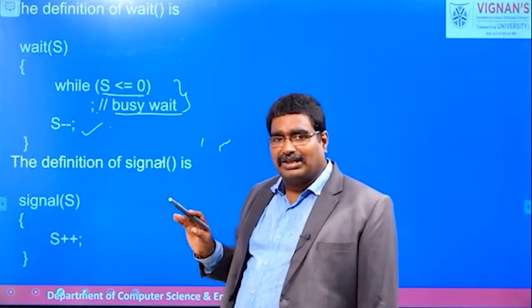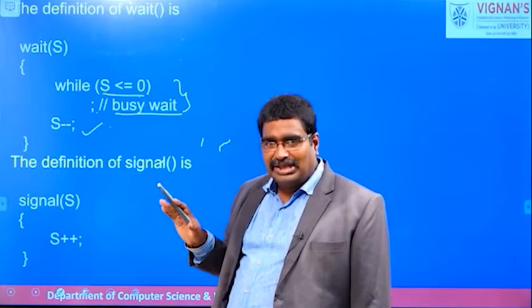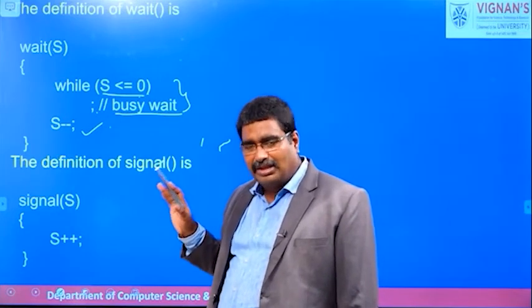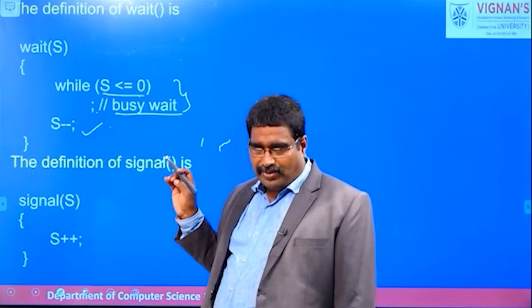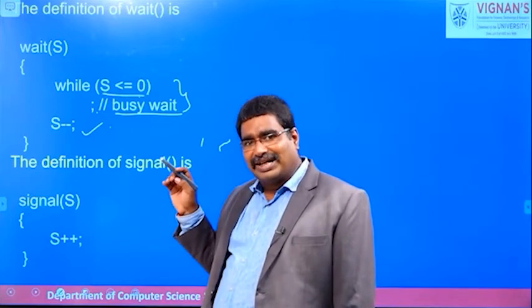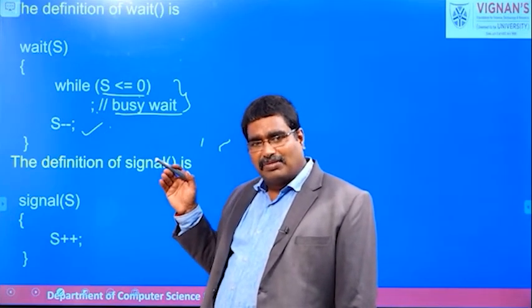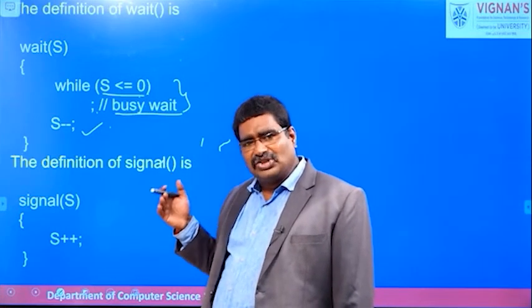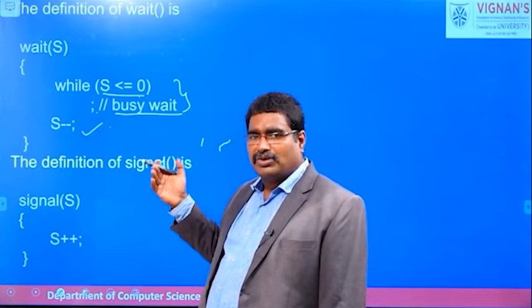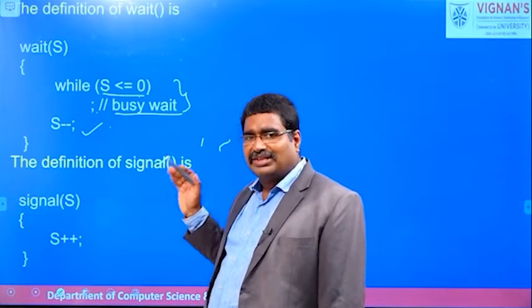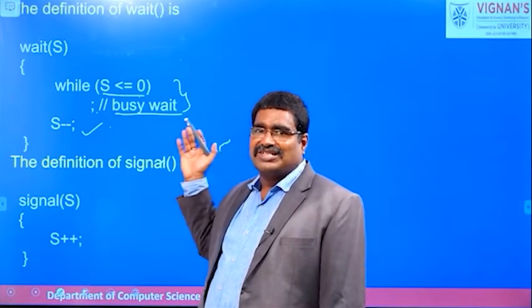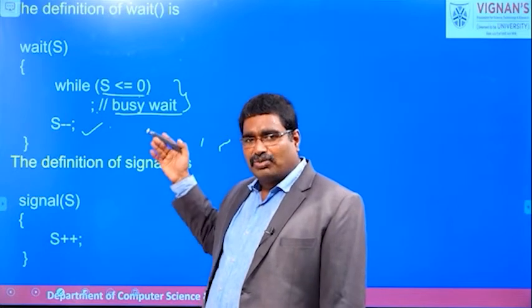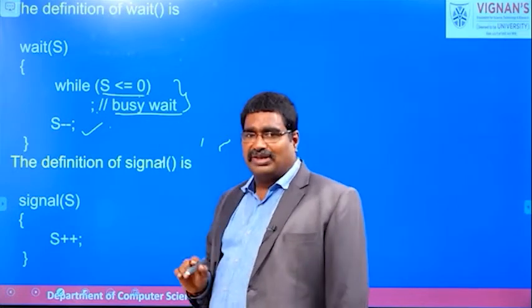So the wait function takes a semaphore as a parameter. If the value of the parameter we pass is greater than 0, then the semaphore value is decreased by 1. If the semaphore value is already 0, then that process is in busy waiting. Only when some other process increases the semaphore does this process come out of the wait function.